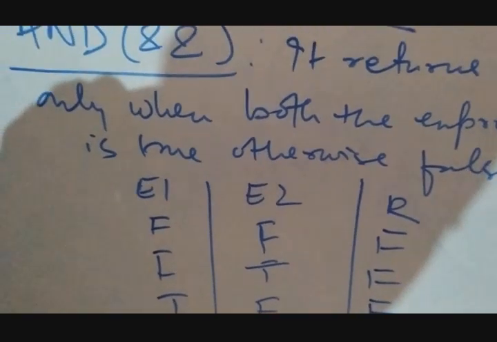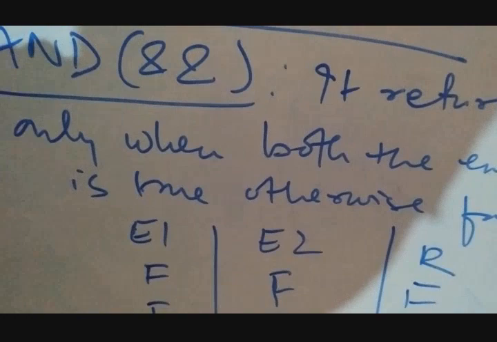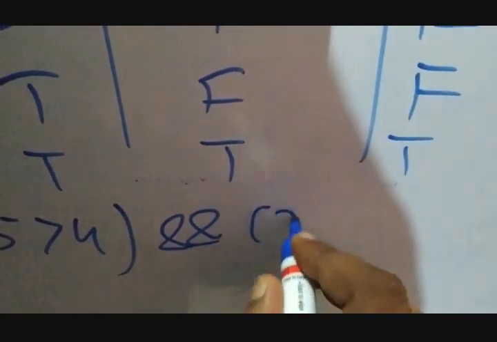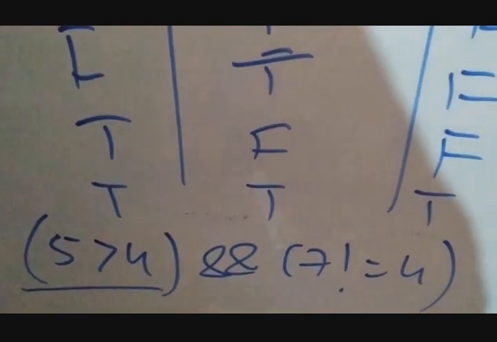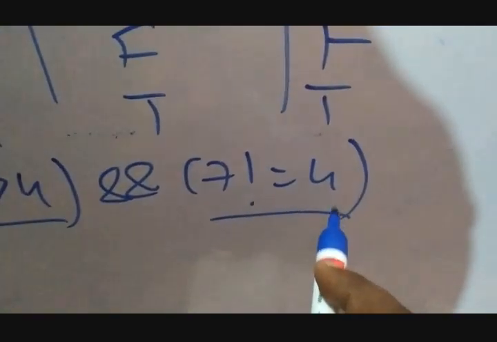Are you getting it? This is what you have to remember. If 5 is greater than 4 and 7 is not equals to 4, now this one is expression 1 and this one is expression 2. So 5 is greater than 4, true. 7 is not equals to 4, true.